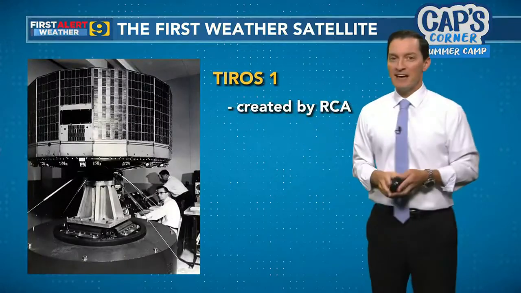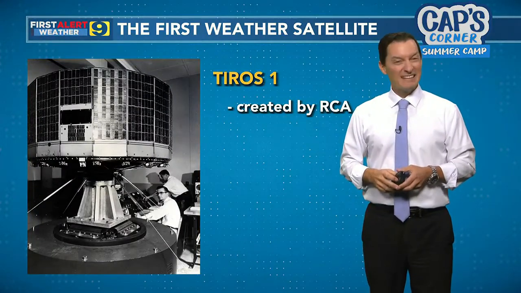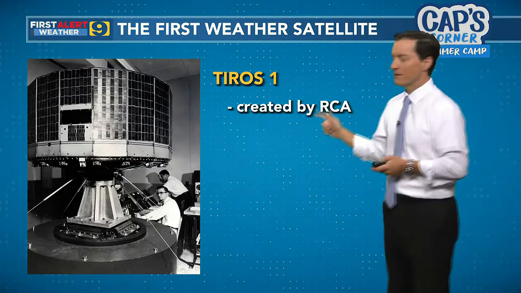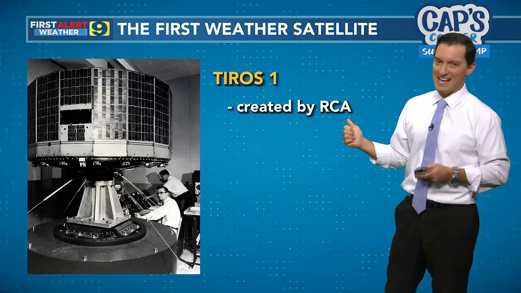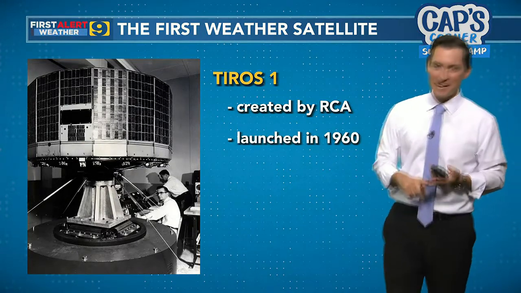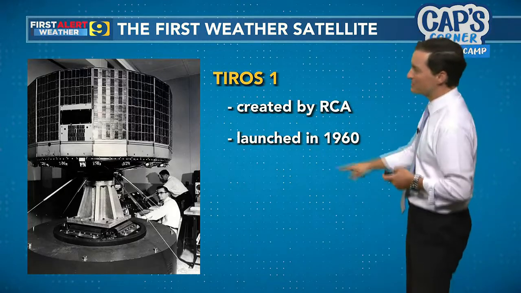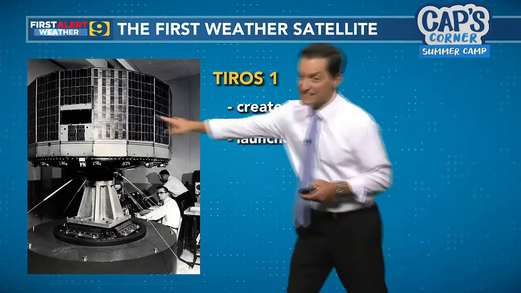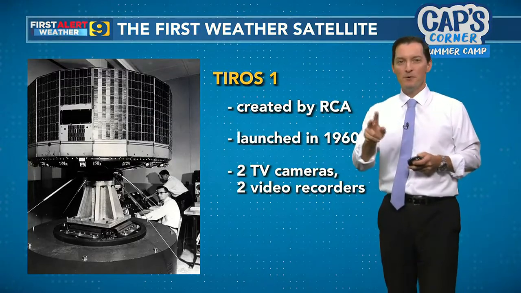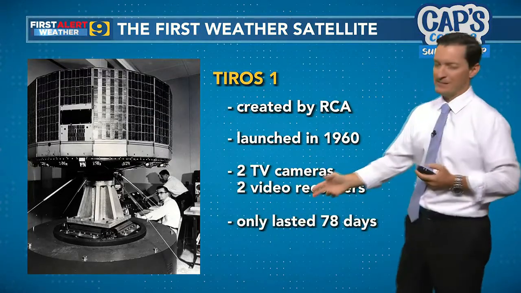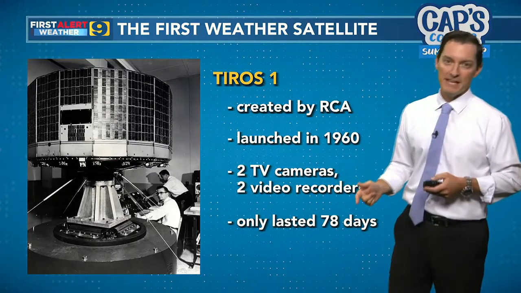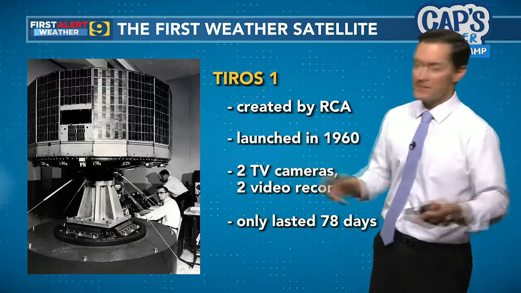Our first weather satellites came about 60 years ago. The first one was called TIROS-1. It was created by a company called RCA. The moms and dads will remember RCA. A lot of us grew up with RCA TVs and radios and electronics. This one was launched in 1960. This is it right here in the picture. It had 2 TV cameras on it, 2 video recorders with it, and get this, it only lasted a couple of months up in space before that was it for TIROS-1.